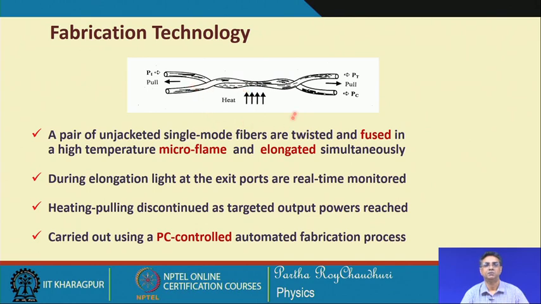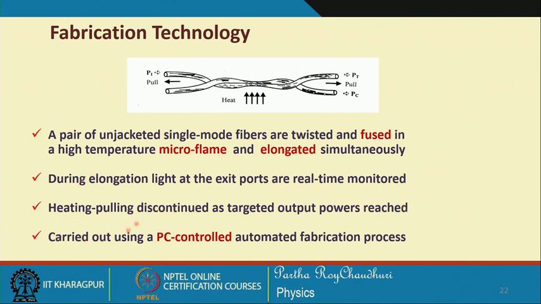So, this fuse pull taper method is a very reliable and very widely used technique to make fused fiber coupler devices. Heating and pulling is discontinued because during fabrication you have to monitor the power, the input and output power. As soon as you get the splitting of the powers in the transmitted and coupled ports, which is your requirement, 30-70 or 20-80 or 50-50, then you just discontinue the heating and pulling.